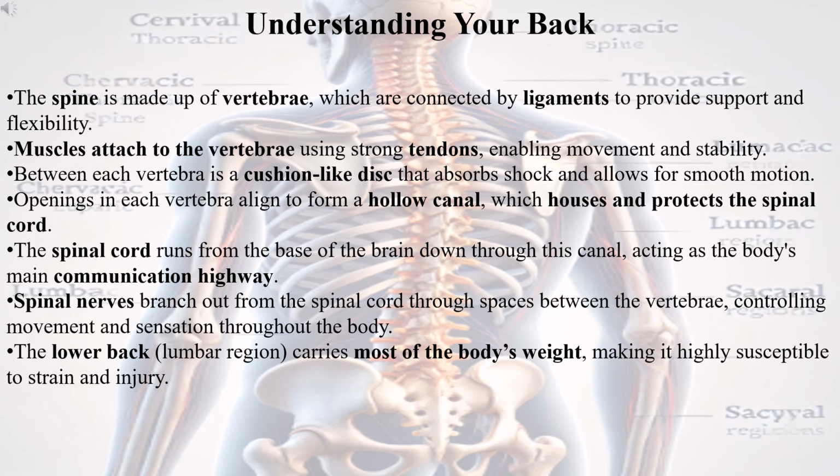The spine is made up of vertebrae, which are connected by ligaments to provide support and flexibility. Muscles attach to the vertebrae using strong tendons, enabling movement and stability. Between each vertebra is a cushion-like disc that absorbs shock and allows for smooth motion. Openings in each vertebra align to form a hollow canal, which houses and protects the spinal cord.